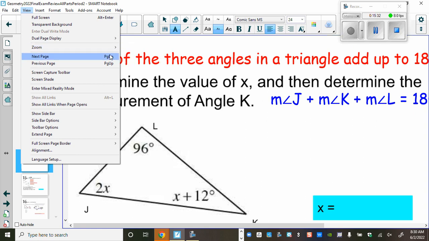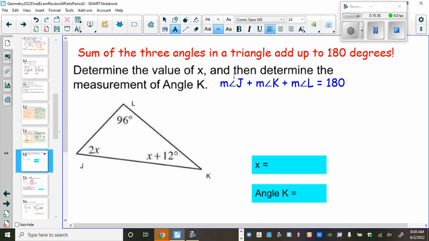You have three angles in a triangle. The three angles add up to 180. So angle J plus angle K plus angle L add up to 180. So now this is going to be a two-part problem. Now again, on some of these problems on the final, you'll get partial credit. So let's say I gave you a problem like this. You set it up. Okay, you got a point right there. So 2x for angle J plus x plus 12 for angle K plus 96 equals 180. Okay, you give me a setup, that's going to be some credit. You might get a point out of 4. And then if you solve for x, that's going to be 2 more points.